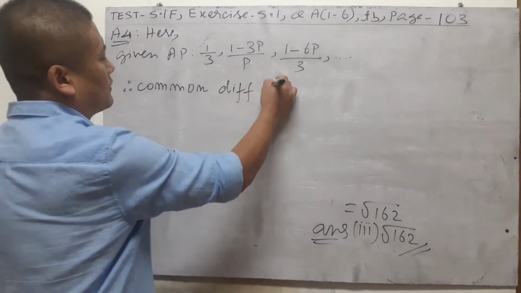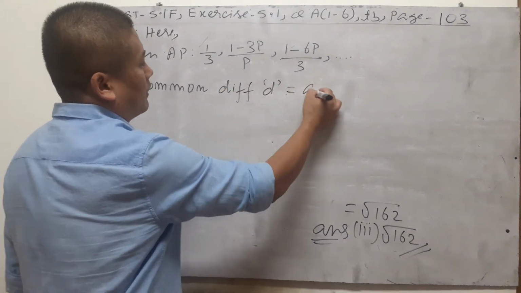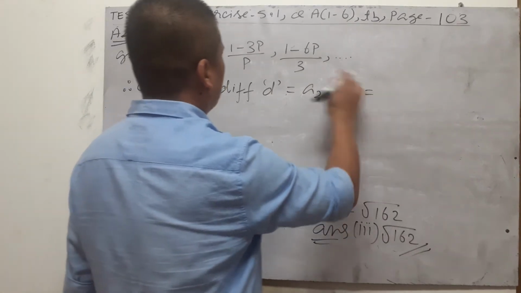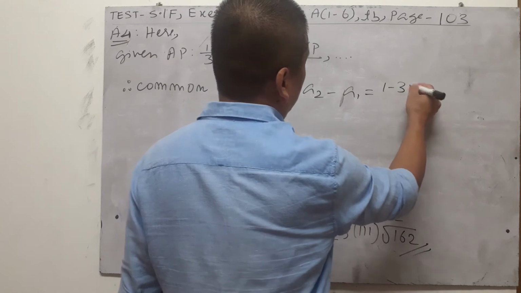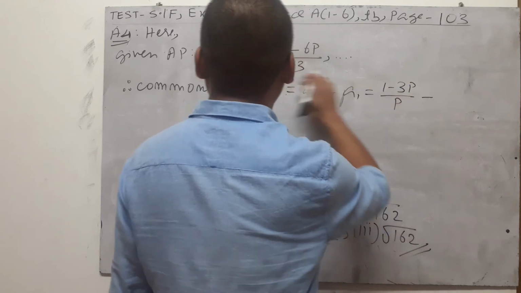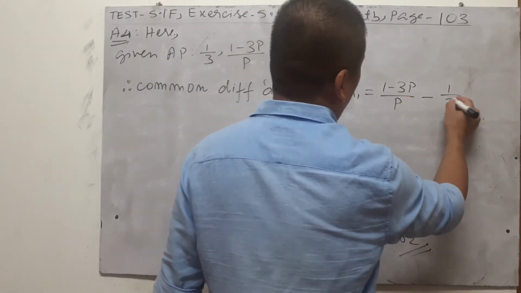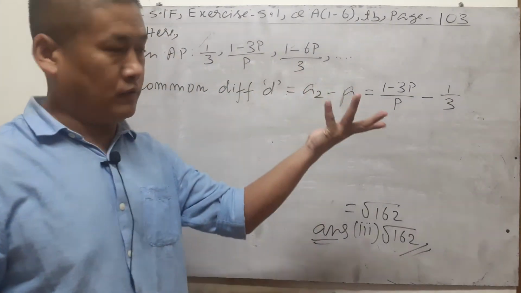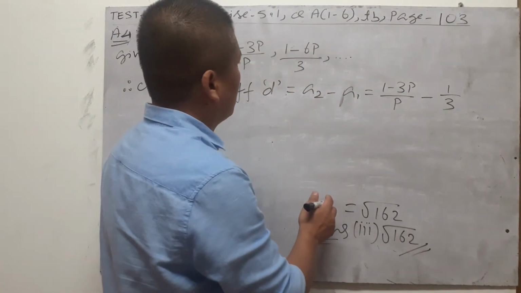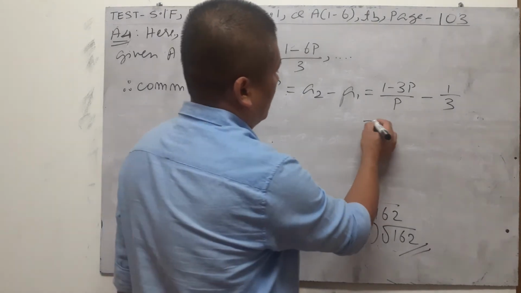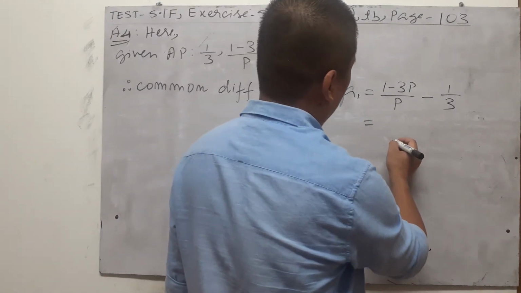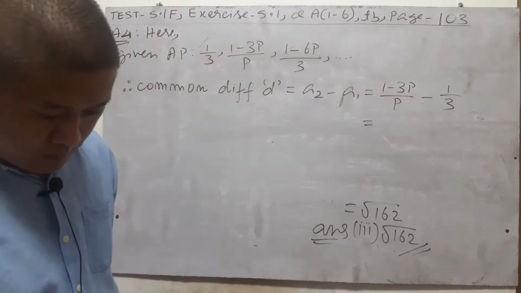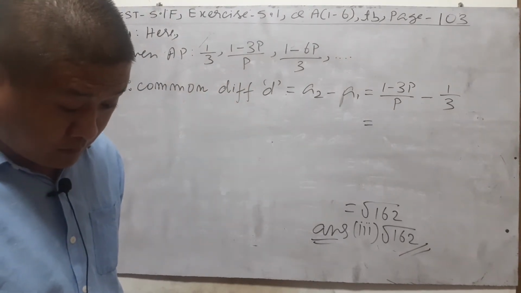Since they're already in AP, the common difference is sure. So the common difference D here will be A2 minus A1, which will be sufficient. A2 is this one, 1 minus 3p by p, minus A1, which is 1 by 3. Or if you like, you can also do A3 minus A2. The same answer will come out.